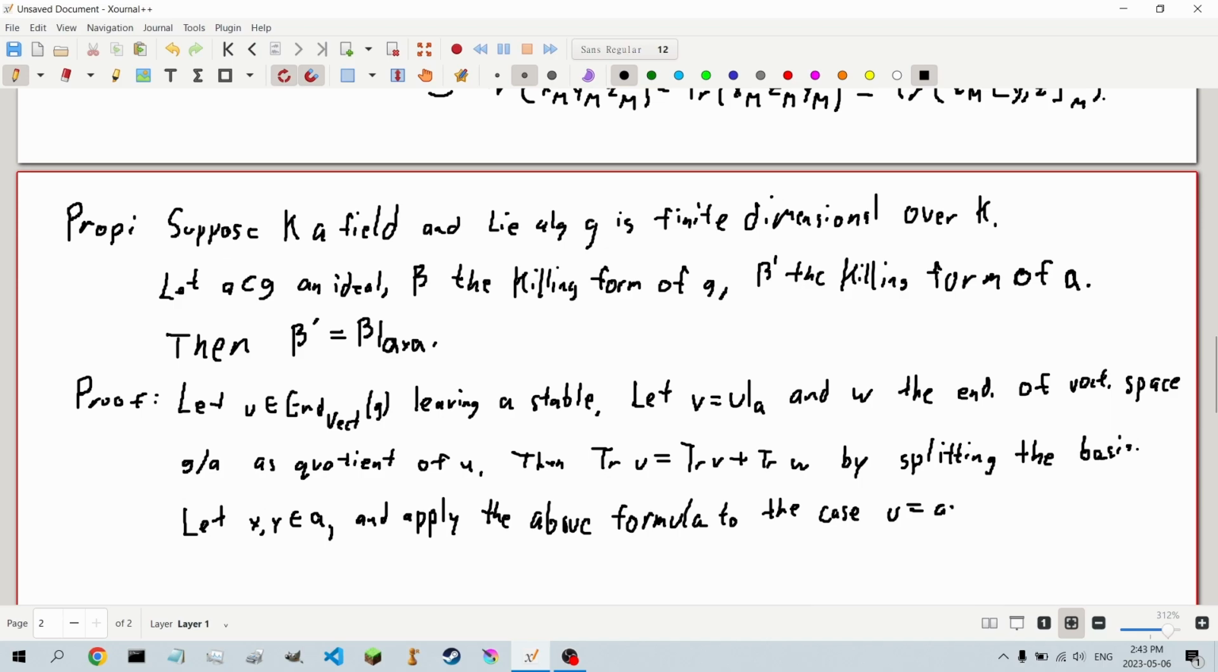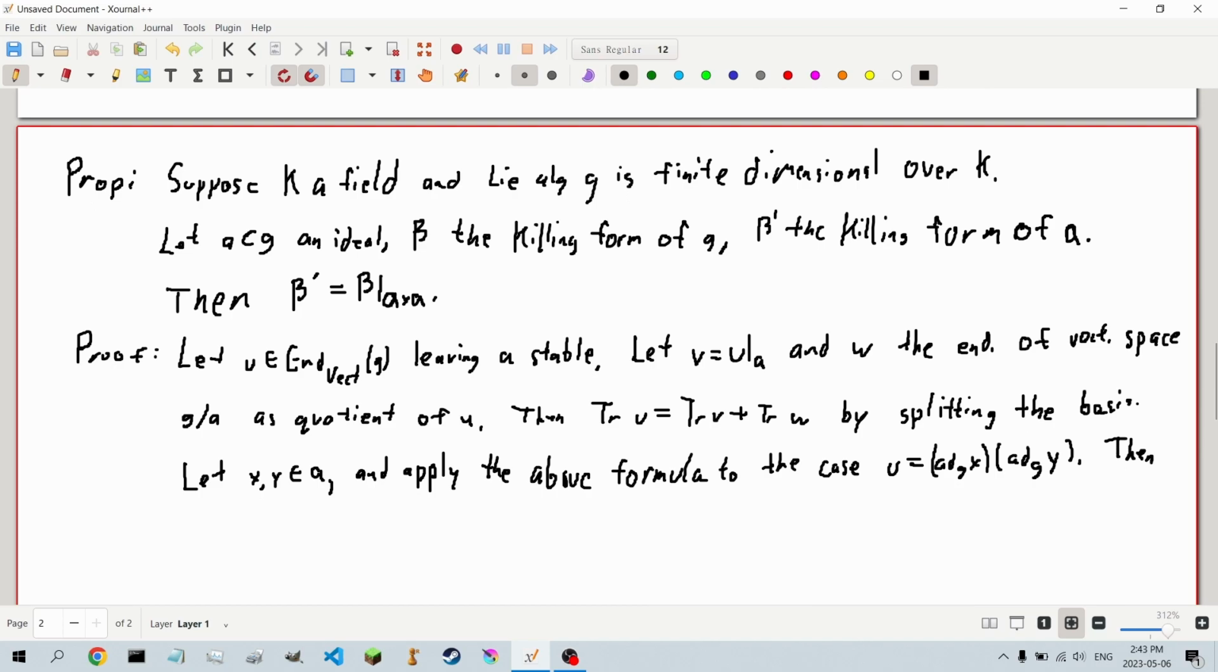U is the adjoint in G of X composed with the adjoint in G of Y. Then V is going to be the adjoint in A of X, of course, times the adjoint in A of Y. And W is 0. Hence, beta of X and Y, which keep in mind are arbitrary elements of A, is equal to beta prime.